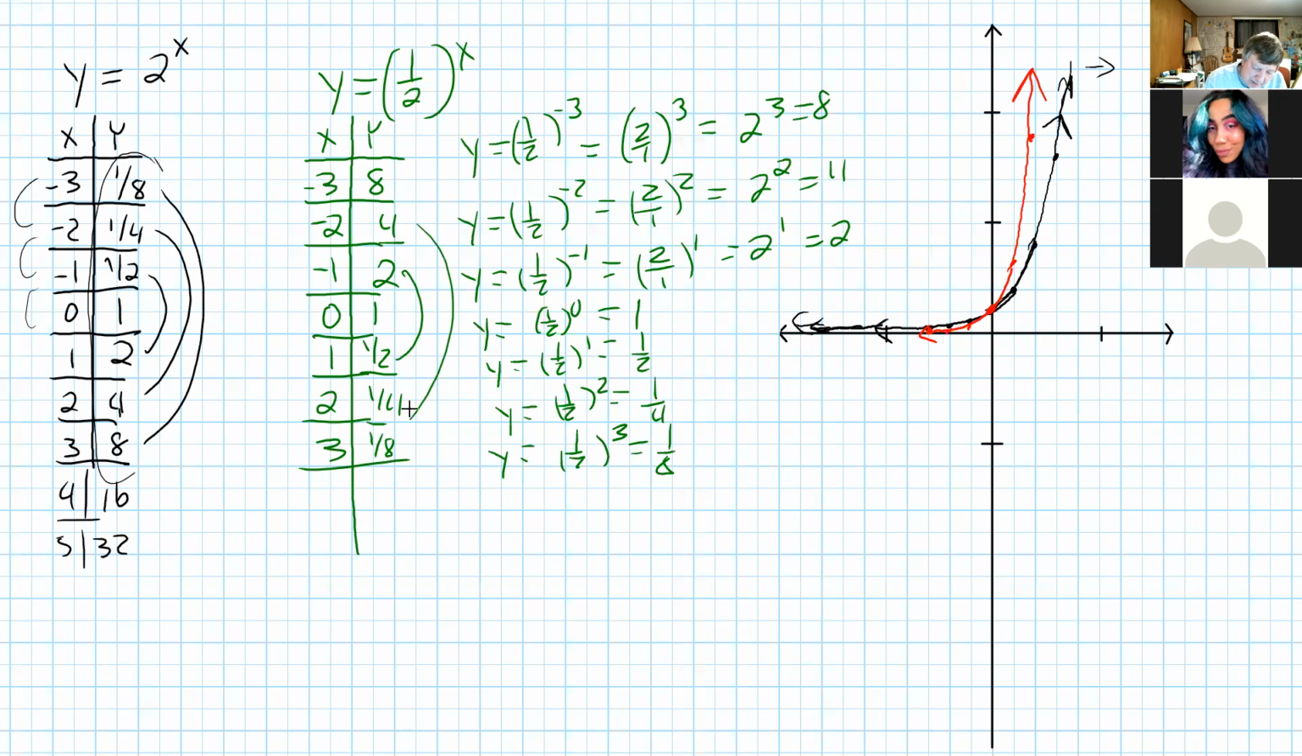Well, again, we have that reciprocal situation going on in the table, but now what's happening to the values? Are they doubling or tripling? What are they doing? Decreasing by half. Yeah, they're halving, so to speak, aren't they? Okay, so let's see what that graph would look like. -3, 8, -2, 4, -1, 2, 0, 1, 1/2, 1/4, and 1/8.